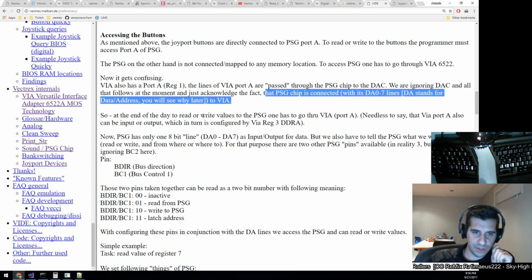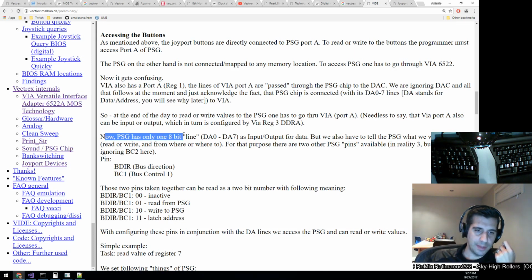So at the end of the day, to read or write values to the PSG, one has to go through VIA port A. Needless to say that VIA port A also can be input or output, which in turn is configured by VIA reg DDRA. Yes. Now PSG has only one 8-bit line, DA0 to DA7.